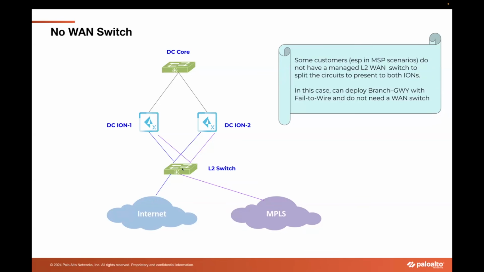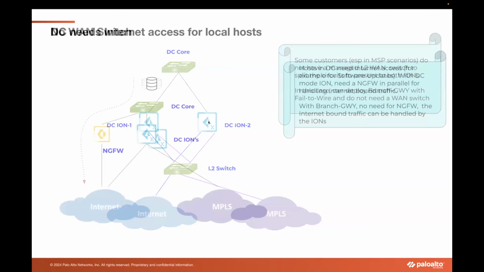So in such scenarios, instead of the DC mode, you can deploy the branch gateway mode. Because the branch gateway is deployed physically, topologically exactly like a branch mode, it's an active standby deployment. You can make use of the fail to wire, and the circuit needs to be connected directly to only one ION, and then you can fail to wire over to the backup ION. So in these scenarios, the branch gateway mode will be very helpful.